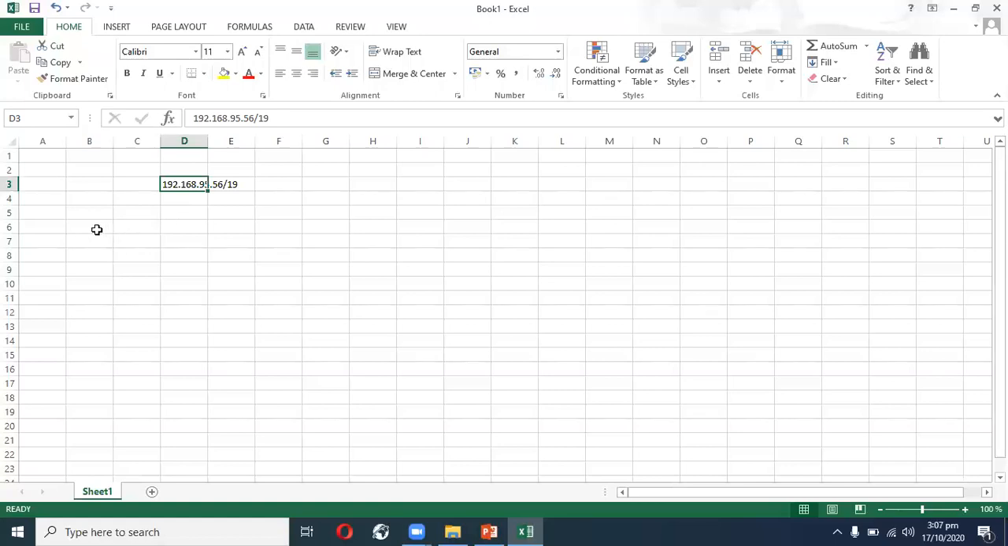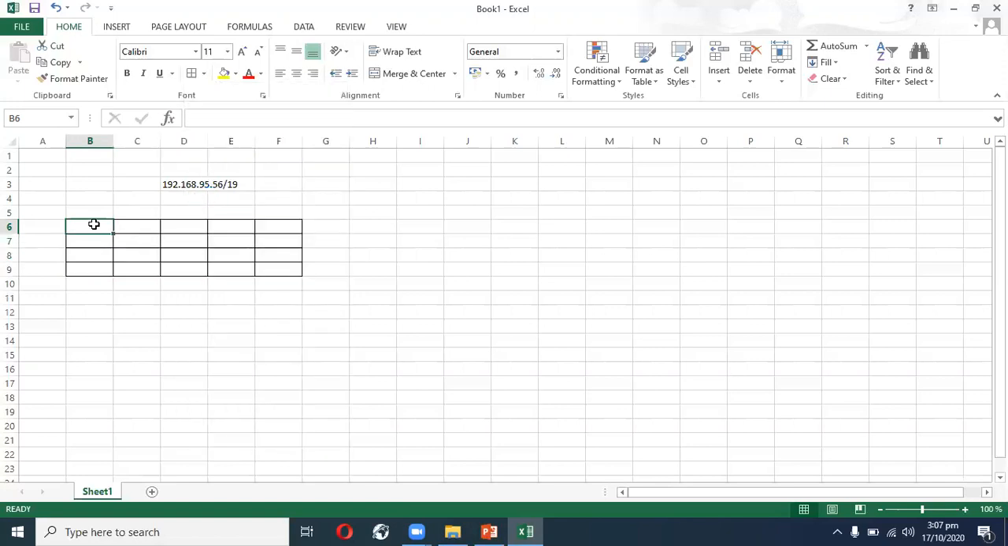Now, first of all, let's make a table. In this table, we get network ID, broadcast ID, subnet mask, and also wildcard.